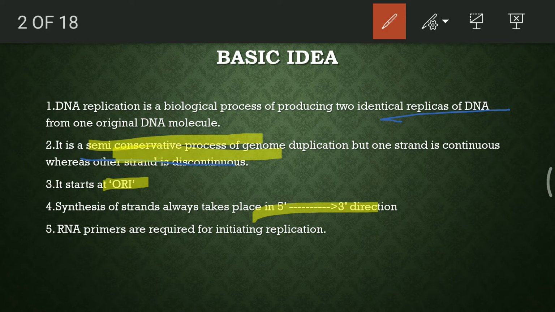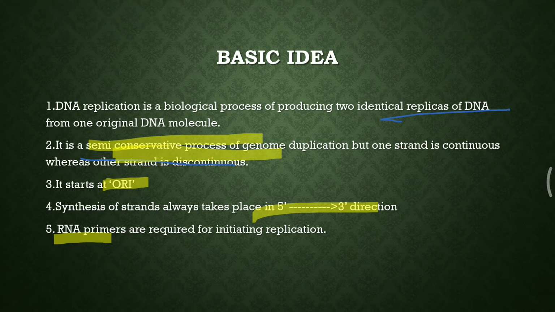Addition of nucleotides, or any biomolecule addition, can occur only at the 5' and 3' positions of the sugar, but here it is deoxyribose. RNA primers are required in order to initiate the replication. Suppose 5 or 6 nucleotides are arranged, and that small segment of RNA is taken in order to initiate the DNA polymerase activity. So this is the basic idea you should have before replication.